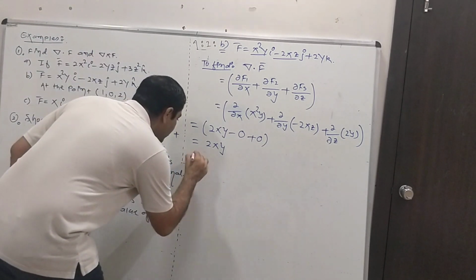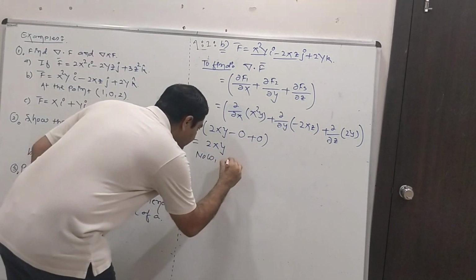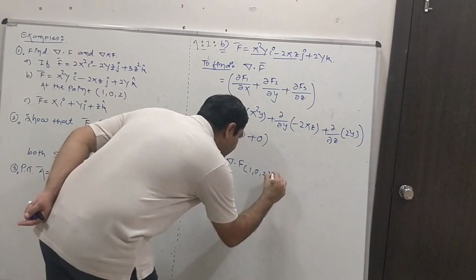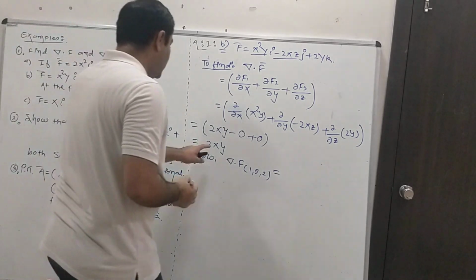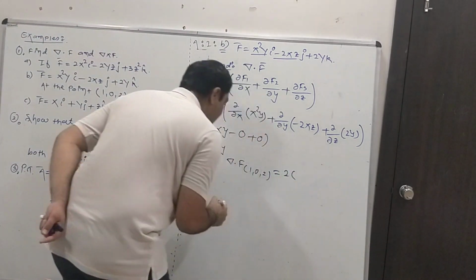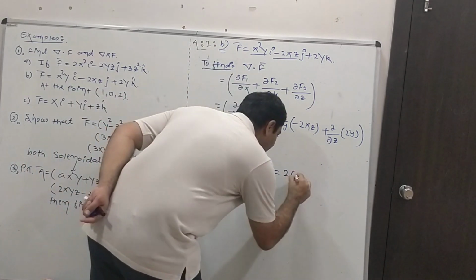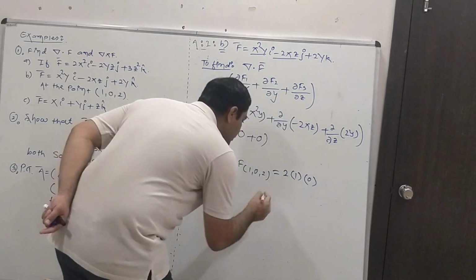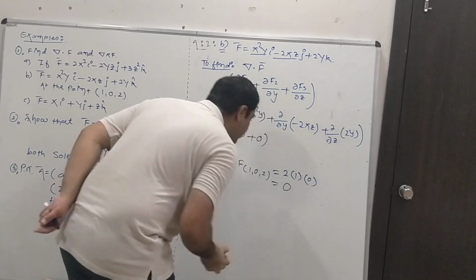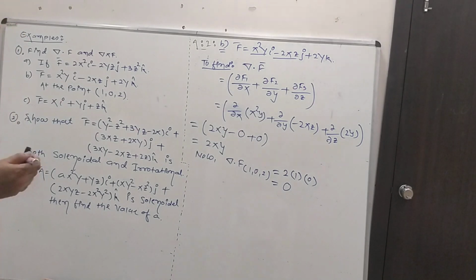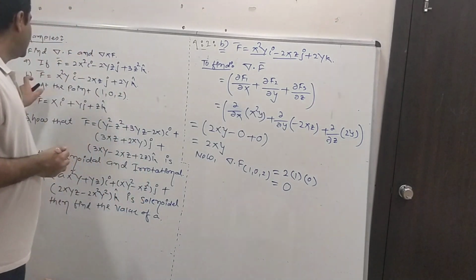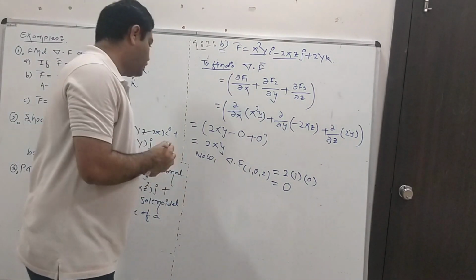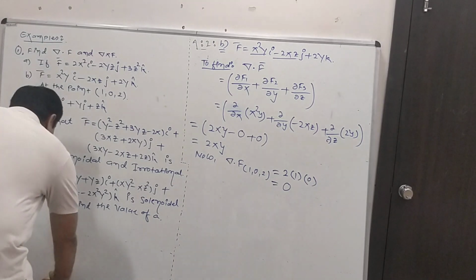So we'll write now del dot f at the point (1, 0, 2) is equals to 2, x is 1, so we'll put 1, y is 0, so here we'll put 0, so 2 into 1 into 0 will get 0, students. So this is our answer, and we have found the divergence of the function, students.